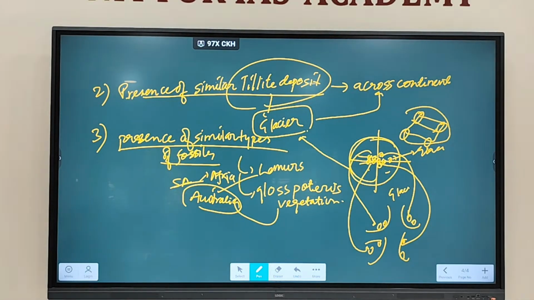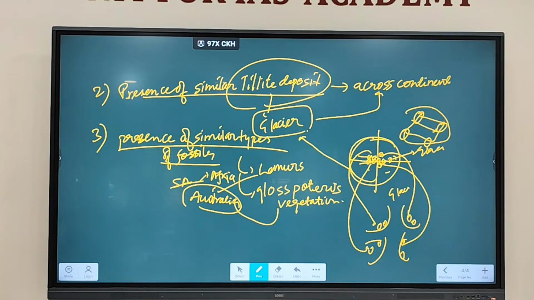Clear? For example, let's say polar bears. Where do polar bears live? In the Arctic region. Polar bears are not found in India. Why? Because they survive in colder conditions and require ice sheets, which are not available in India. So if, after 100 years, we try to find fossils of polar bears, where would they be found? In the Arctic region. They will not be found in India.